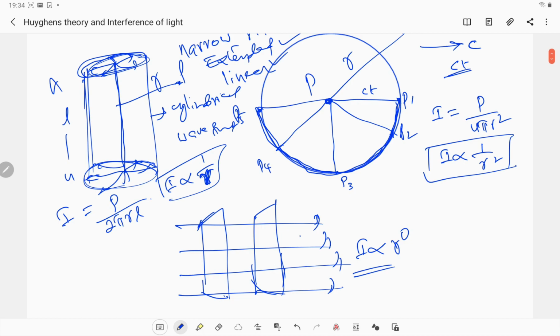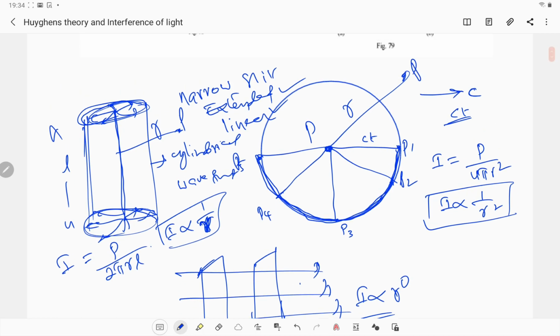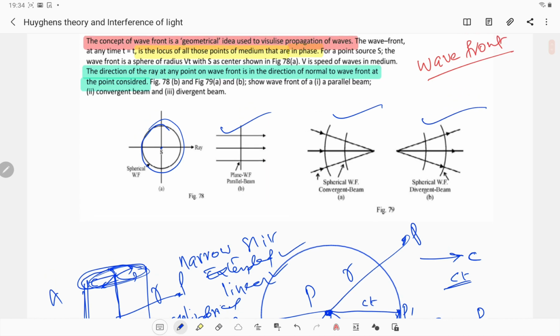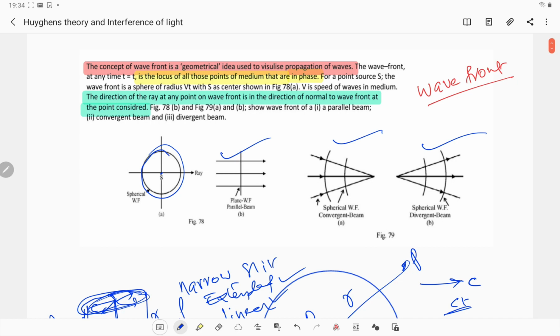If the source is at infinite distance, the shape of the wavefront is plane. See, this is the spherical wavefront, this is a plane wavefront, this one is a spherical wavefront convergent beam, and this is a spherical wavefront divergent beam. Regarding the wavefront, another important point: the direction of the ray at any point on the wavefront is in the direction of the normal to the wavefront at that point.